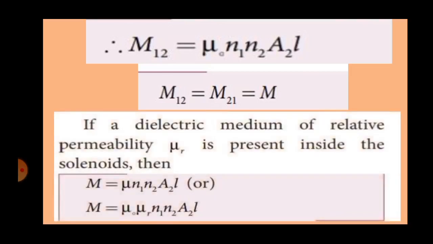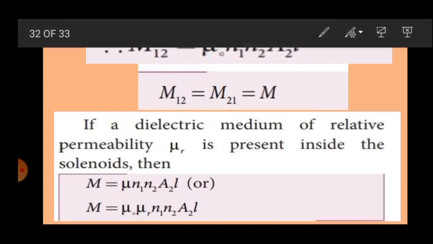In general, the mutual inductance between two long coaxial solenoids is given by M is equal to mu naught n1 n2 A2 into L. So this is the final equation.